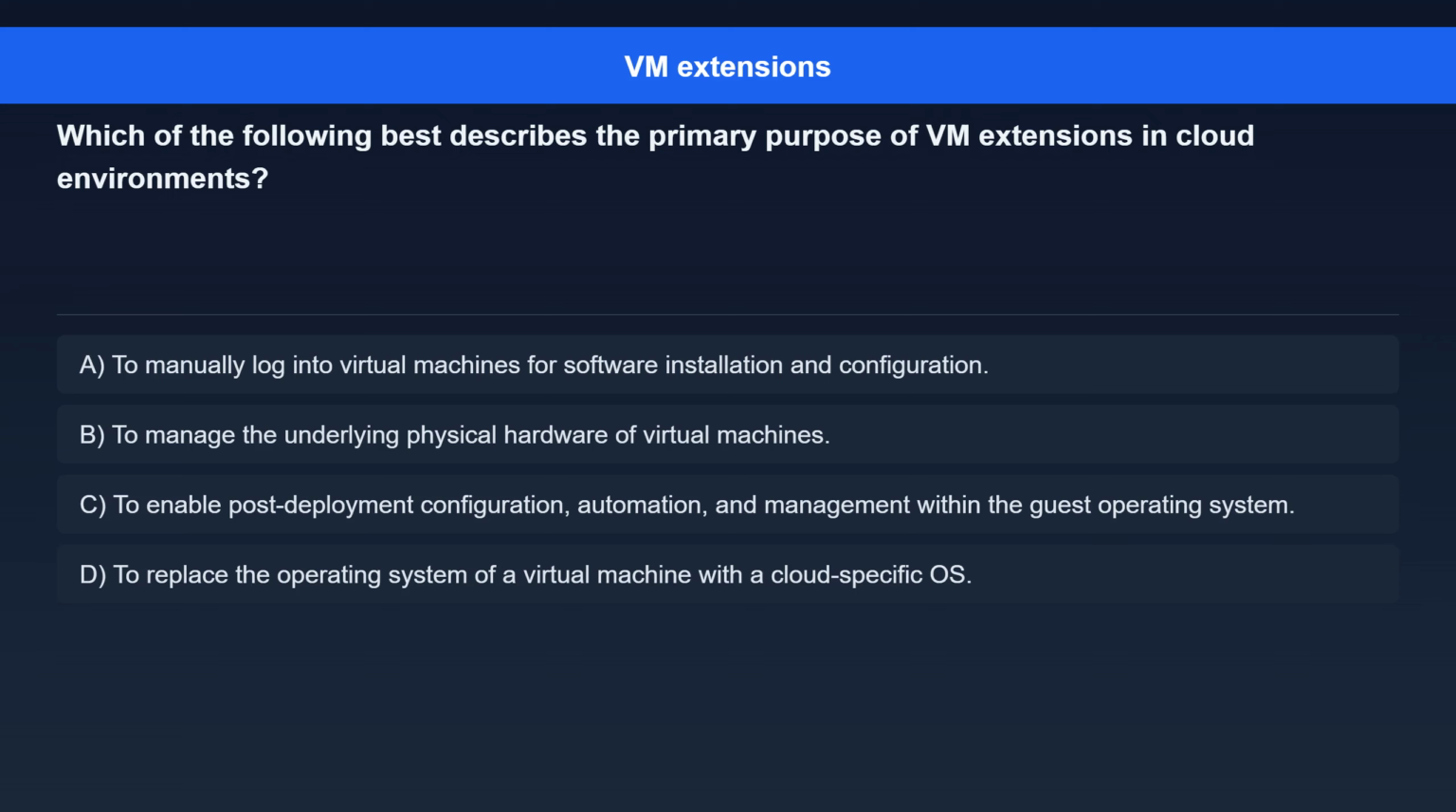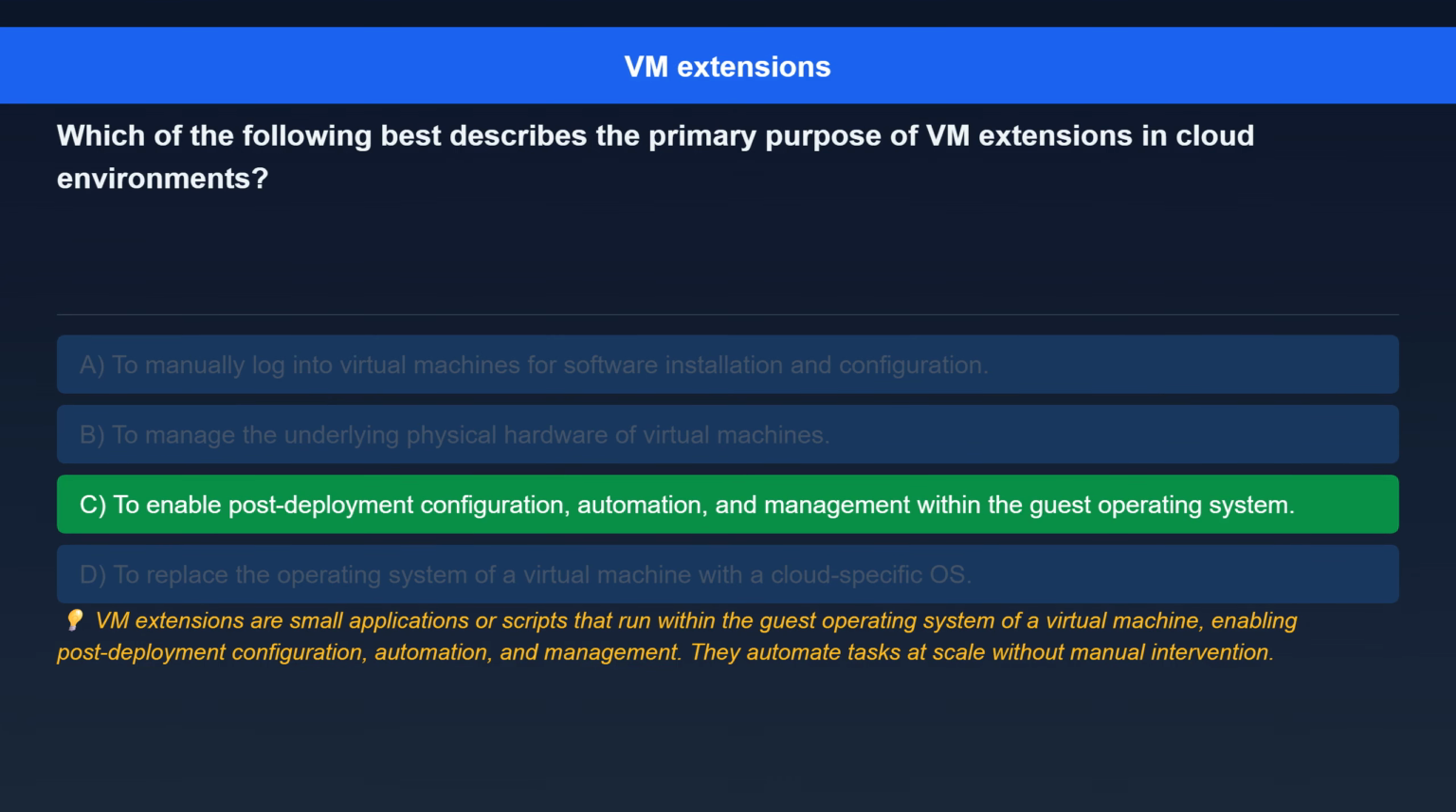Option D. To replace the operating system of a virtual machine with a cloud-specific OS. The correct answer is, quote, to enable post-deployment configuration, automation, and management within the guest operating system. Here's the explanation. VM extensions are small applications or scripts that run within the guest operating system of a virtual machine, enabling post-deployment configuration, automation, and management. They automate tasks at scale without manual intervention.